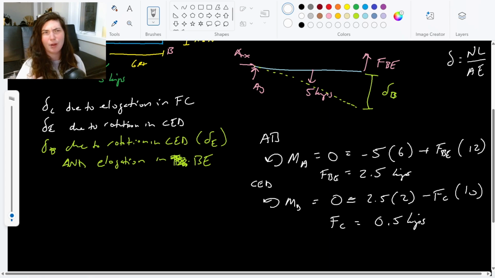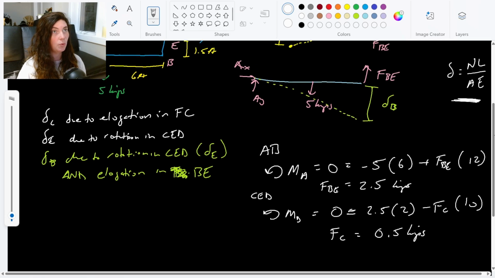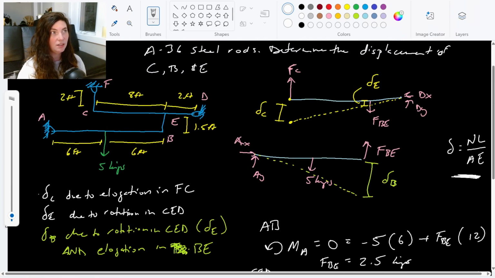Again, I'm not going to bother to solve for the reactions at A and D. I really don't need to, or really don't care. I just need those normal forces so I can calculate my axial load equation up here. So that's what I'm going to go ahead and do. I'm going to start with the simplest one that we've broken down up here, the delta C, the elongation from point C.